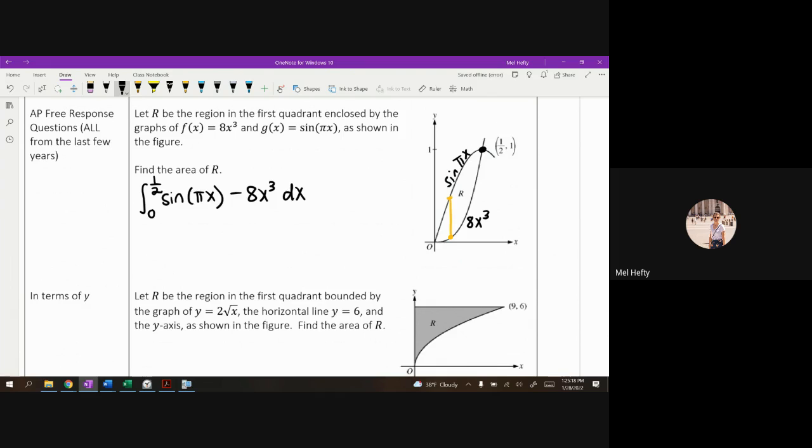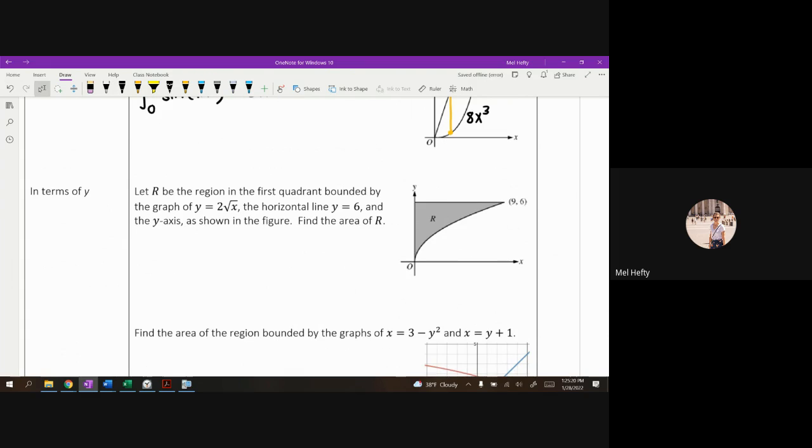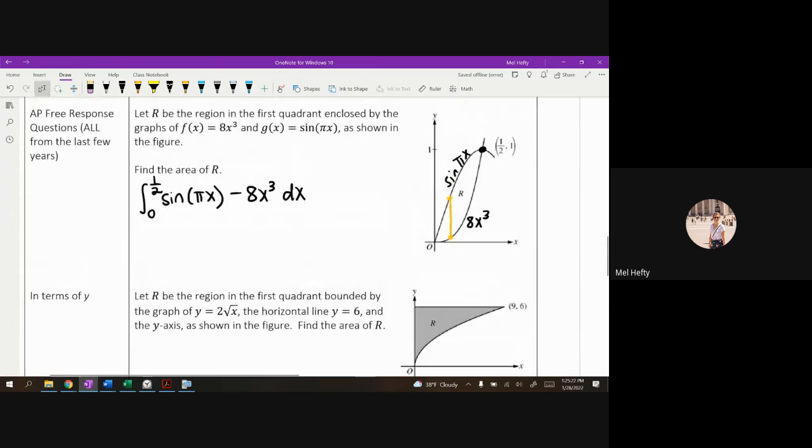They don't have to be. We're actually going to do some y bounds in the next couple of questions. If you're using x in your integral, you're going to want your bounds to be x bounds. We're going to do one in a second where y will be in our integral, so then we'll have y bounds.